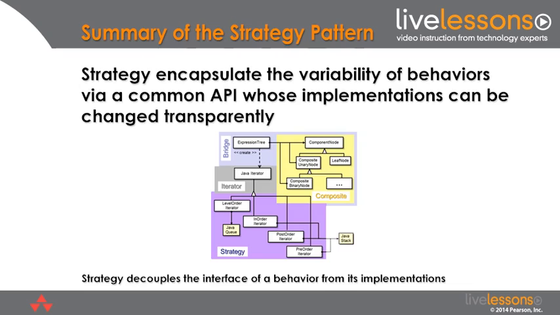So to summarize the strategy pattern, strategy encapsulates the variability of behavior via a common API whose implementations can be changed transparently. And it decouples the interface of a behavior from its implementations, so it's easier to make the changes to customize your solution to meet your needs without requiring drastic surgery on the way in which the software is actually developed.